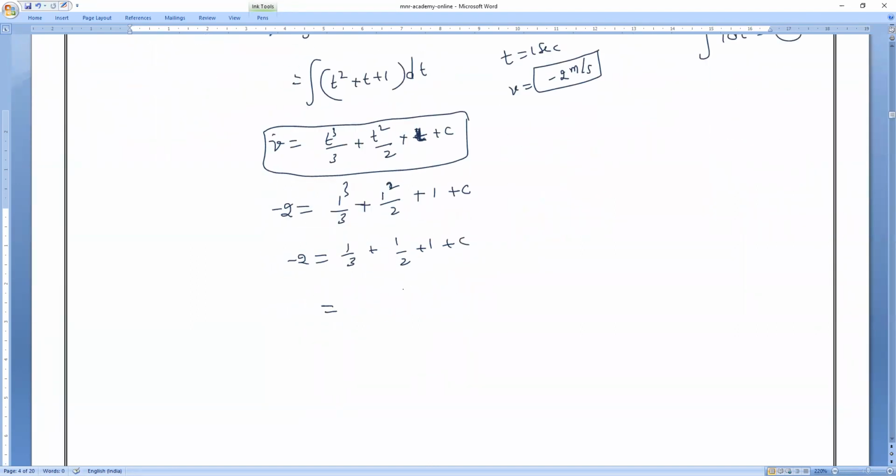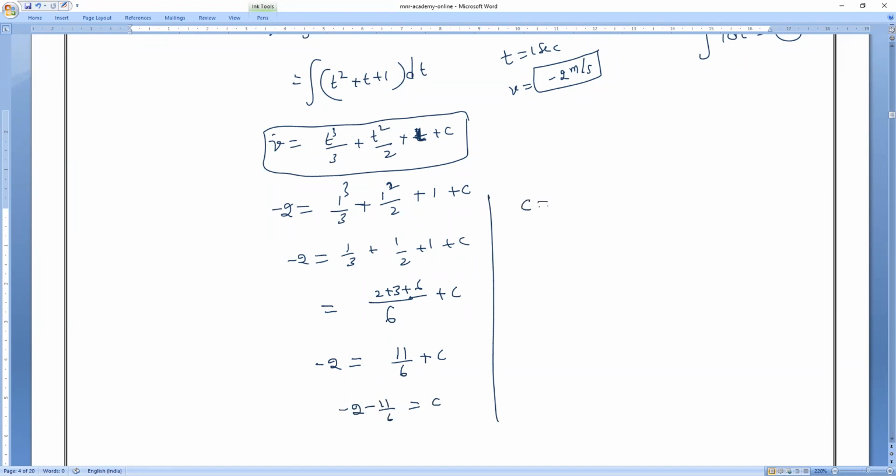Now, let me take this LCM. 3 2s are 6. So 6 means here what will come? 2 plus 3 plus 6 will come. Am I correct? So that is what it will come. So 11 by 6 plus c. So now 11 by 6 will come to this side. It will become minus 11 by 6. So 11 by 6 is equal to c.